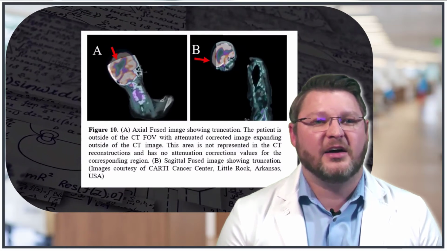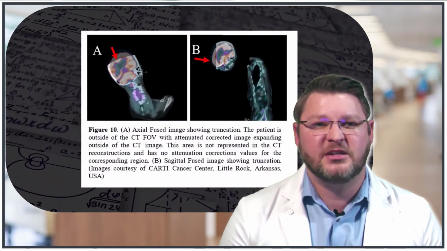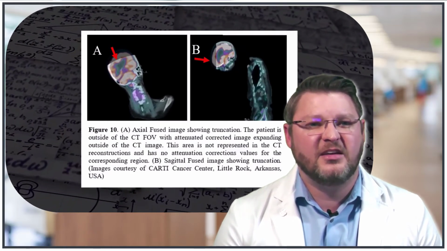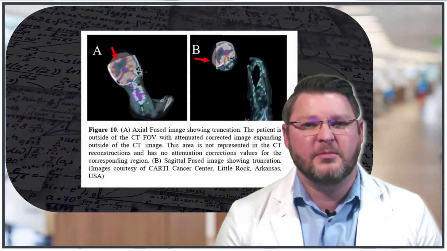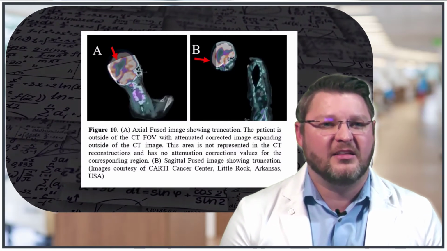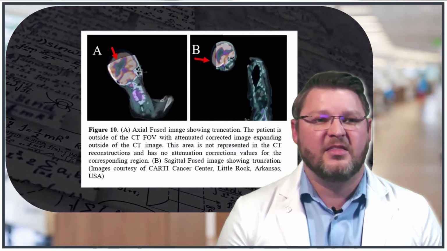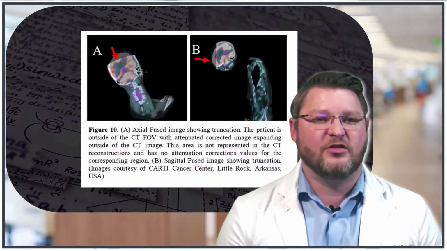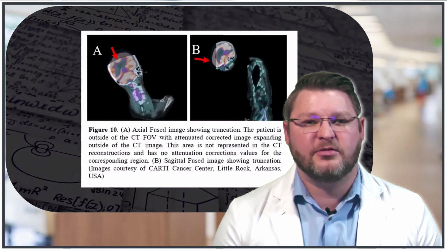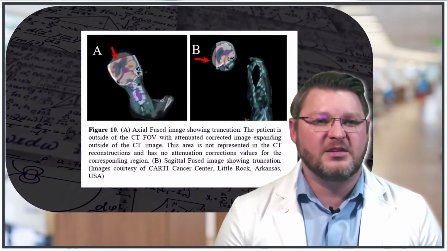If you see figure 10 here, A, this is a transverse or axial fused image showing truncation. The patient is outside of the CT field of view with attenuation corrected images expanding outside of the CT image. This area is not represented in the CT reconstruction and has no attenuation correction values for the corresponding region.